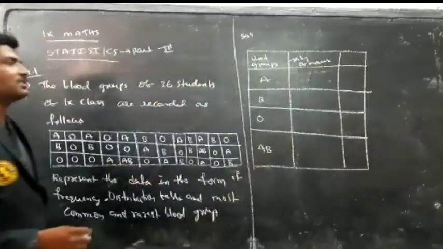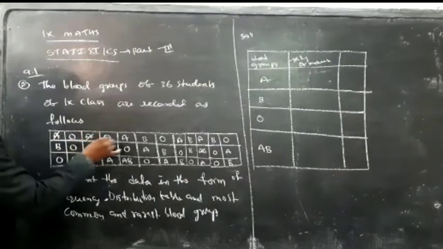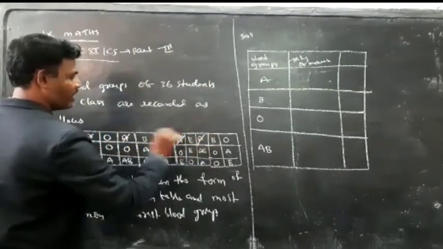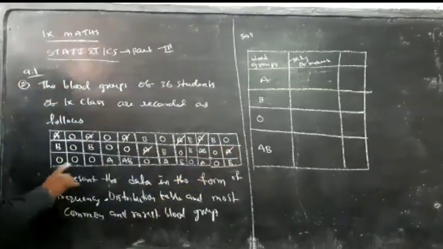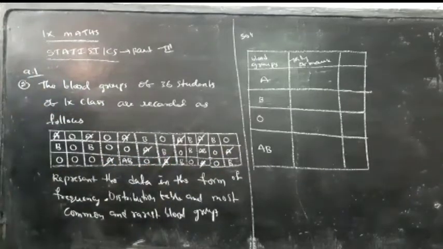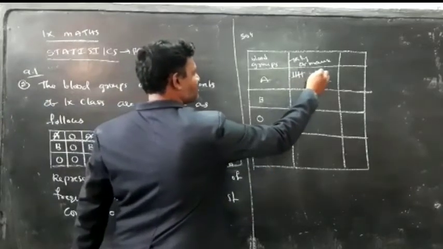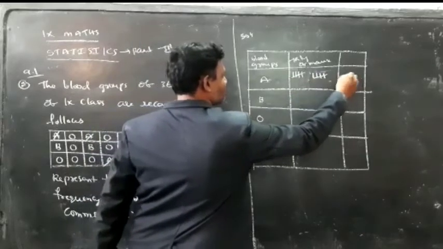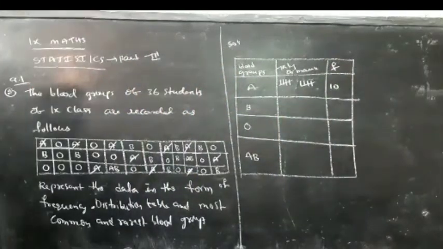See, first count the A blood group persons. 1, 2, 3, 4, 5, 6, 7, 8 and 9 and 10. So 10 students have A blood group. 10 means 1, 2, 3, 4, 5, 6, 7, 8, 9, 10. That is the frequency.